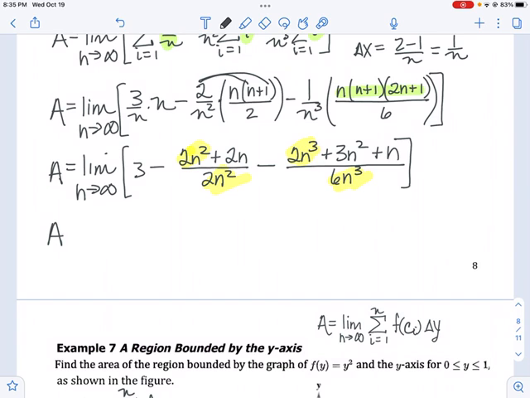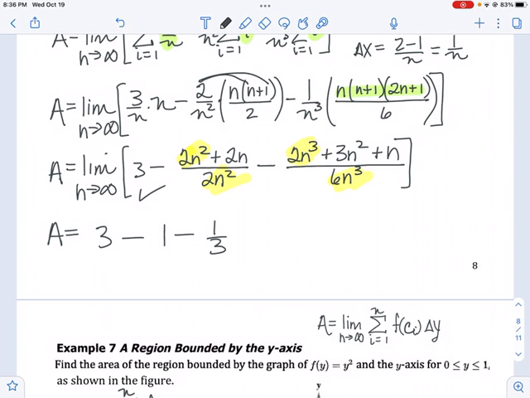So then the area is equal to, let's go ahead and take the limit. The limit of a constant, the first term, 3, stays the same, 3. Minus the limit of the next term, which is just 1, 2 over 2, 1. And then the limit of the last one is going to be 1/3, so minus 1/3.